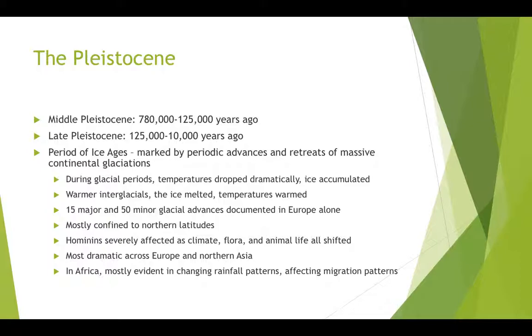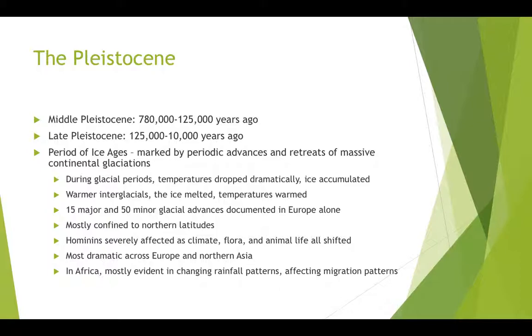One overarching characteristic of the Pleistocene is that it is this constant cycling between periods of glacial advance and periods of glacial retreat. And so we'll talk about the quote-unquote glacials and then their corresponding warmer interglacial periods. During glacial periods, temperatures drop dramatically and ice accumulates over much of the world. During the warmer interglacials, that ice then melts and temperatures warm. So we've got constant movements of these continental glaciers. There are 15 major and 50 minor glacial advances that are documented in Europe alone.